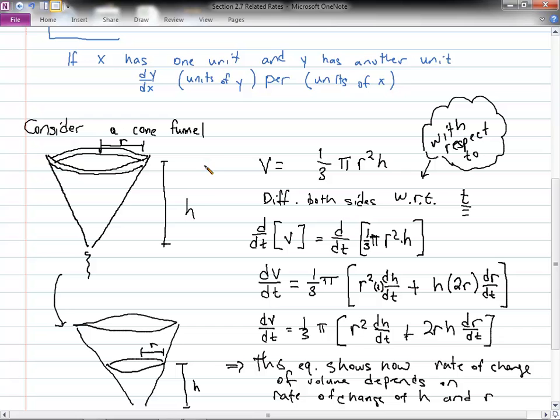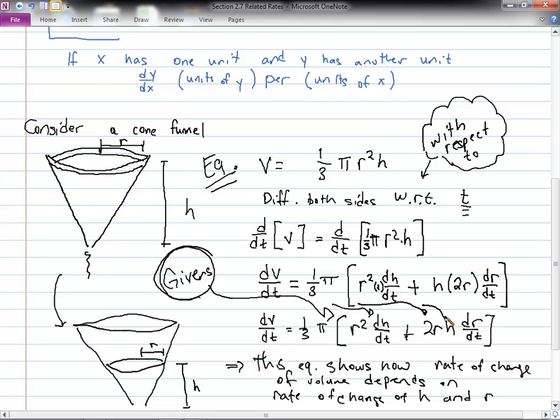You have to set up your equation up here. You'll have to identify some givens, okay, which would be things like r, dh/dt, h, dr/dt, and then you'll have to answer a question. Okay? So then you'll have to find something.